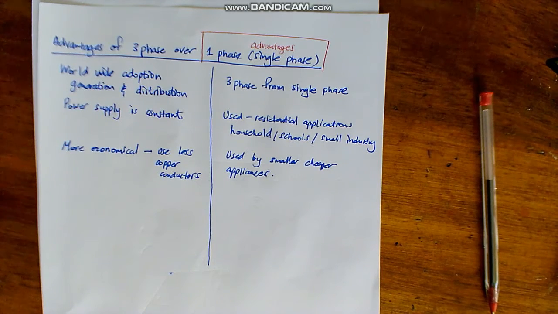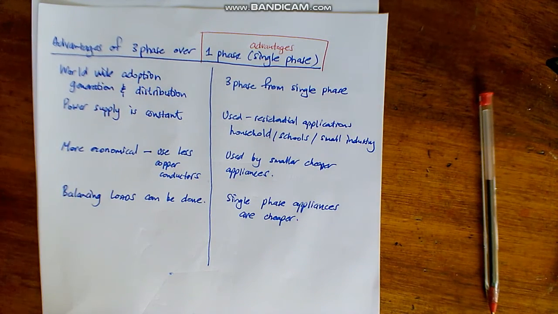Because it's more economical, the conductors will be thinner, carrying less current in them. Single phase is used by smaller, cheaper appliances. With three phase, balancing loads can be done, and single phase appliances are cheaper.